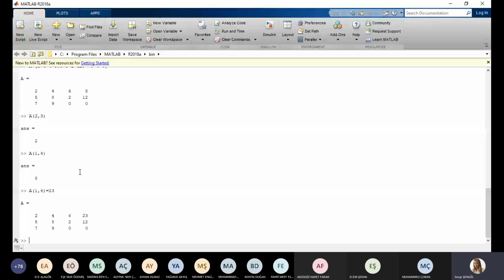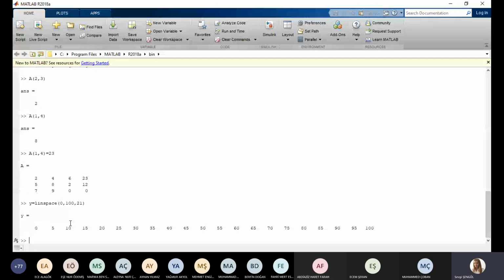You can try with different values so that you can understand what it is doing. For example, 0 and 100, let's say 21. See, 100 over 20 will be 5, so the increment will be 5 in this case. B minus A over C minus 1.